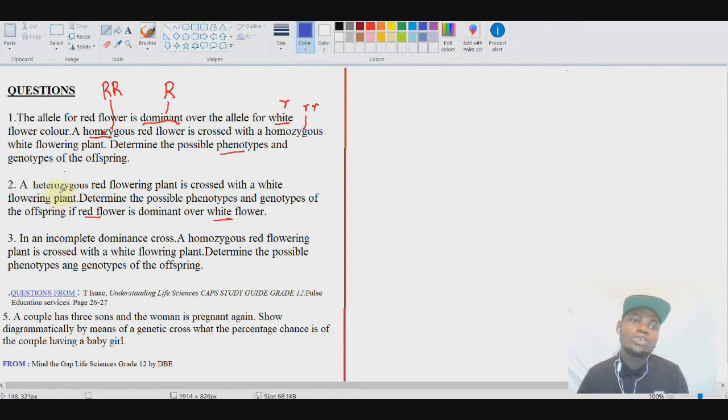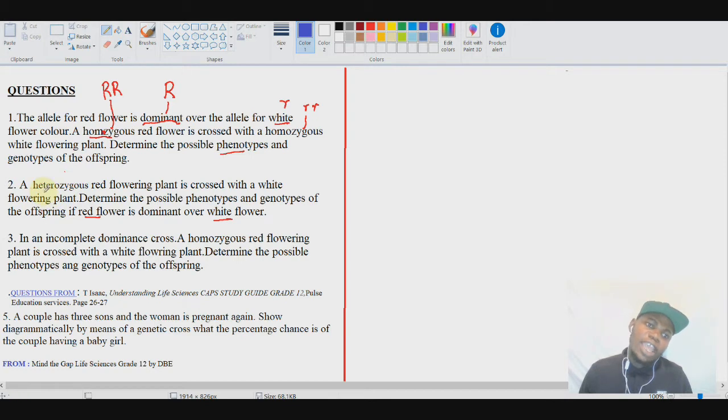Now they are saying a heterozygous red flowering plant is crossed with a white flowering plant. Determine the possible phenotype and genotypes of the offspring if the red flower is dominant over the white flower. So the terminologies we've covered in the first video, so make sure you visit the previous video and watch. Remember we emphasized the importance of the terminologies that are used here, because without understanding the terminologies, everything else won't be right.